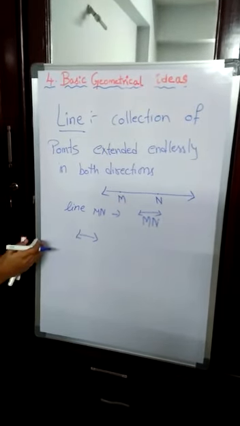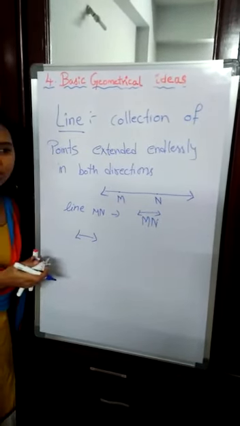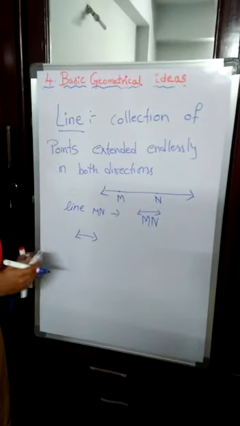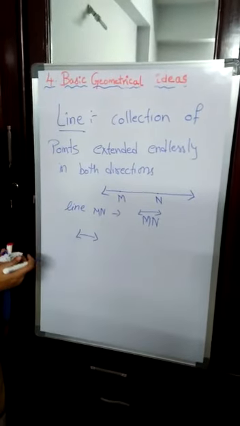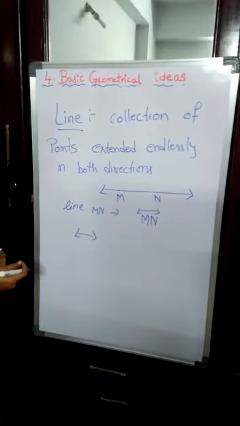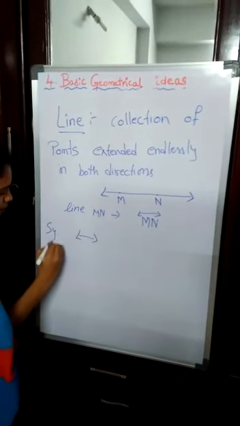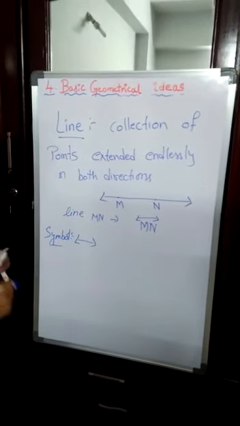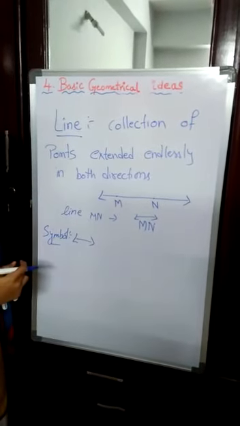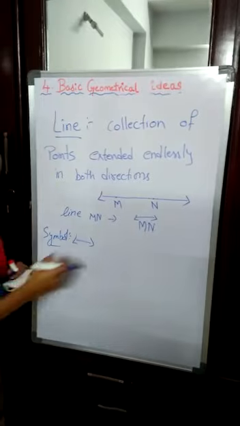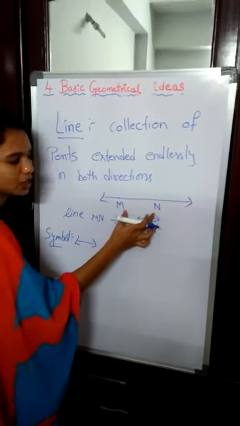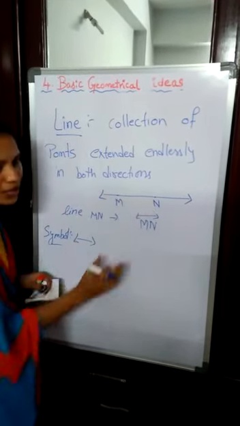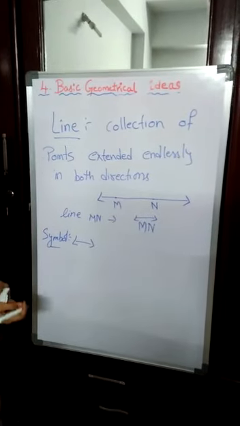So what is a line? A line is nothing but a collection of points extended endlessly in both the directions. And what is the symbol of the line? The symbol used to represent a line is this one. And how are we going to name a line? By choosing any 2 points on the line, we can name it with those 2 points.